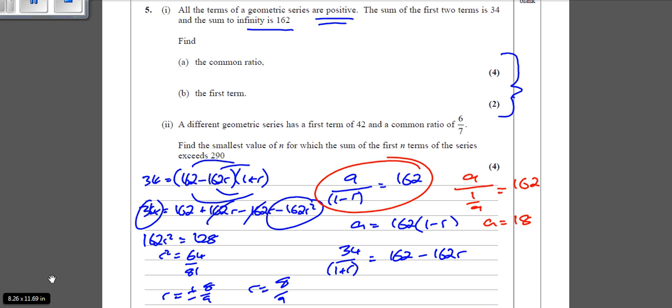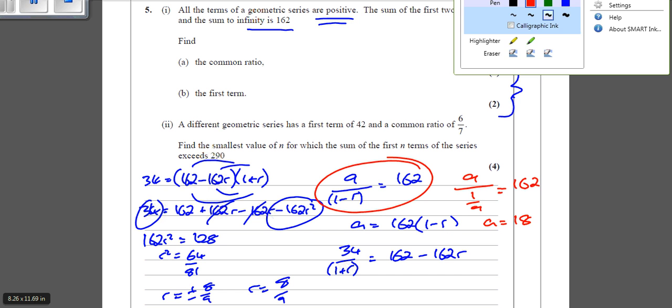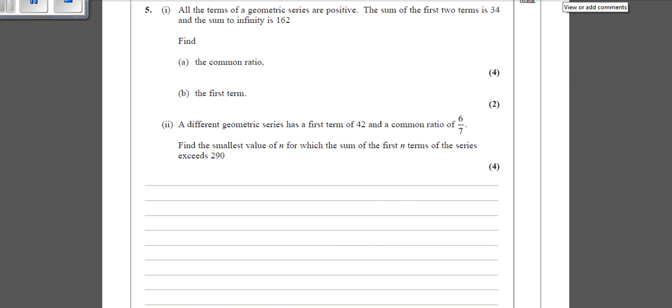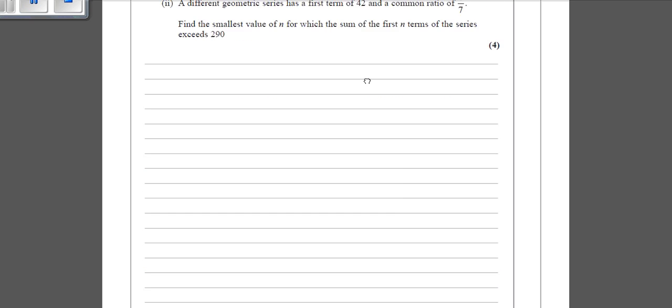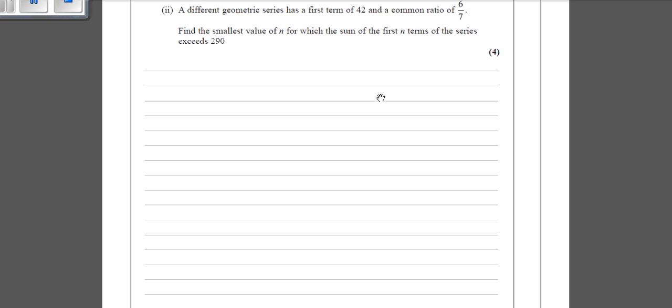So now we've got a different geometric series. So if we clear the screen there, a different geometric series has a final term of 42 and a common ratio of 6/7. Find the smallest value of n for which the sum of the first n terms of the series exceeds 290. So I think the easiest way to attempt this one, rather than have a look at inequalities, is to actually set it equal to 290.